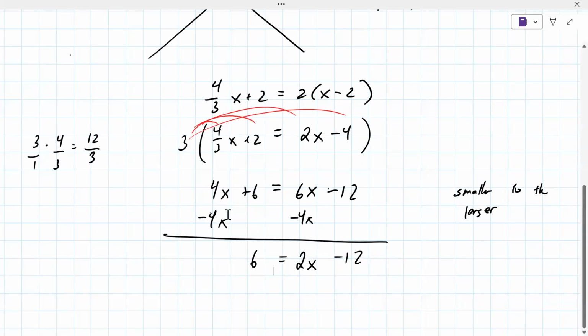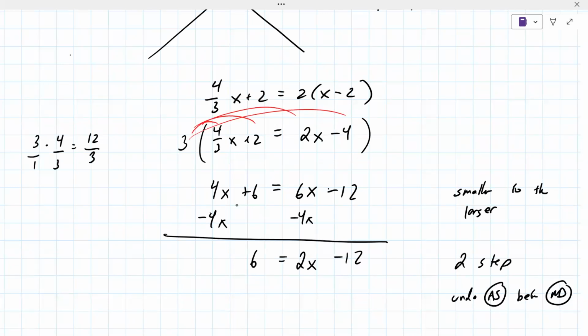But generally you move the variables first, then you solve this as a two-step equation where you undo addition and subtraction before multiplication and division on the side with the variable.